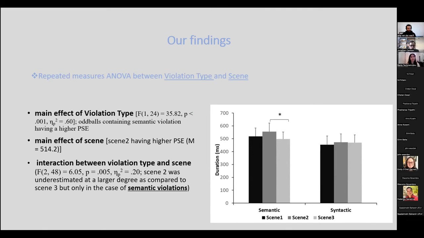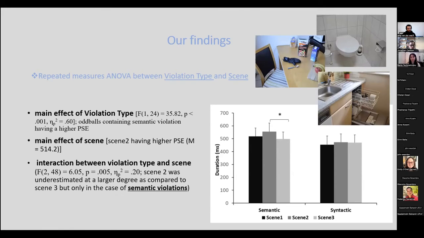Here we have our results from a repeated measures ANOVA between violation type and scene type. Just a reminder that we used 3 different scenes in our research. So we had the main effect of violation type, as we expected. Like I said earlier, we have a difference between semantic and syntactic violations in point of subjective equality. We also had the main effect of scene. One of our scenes, scene number 2, it was this one, had the higher PSE compared to the 2 other ones.